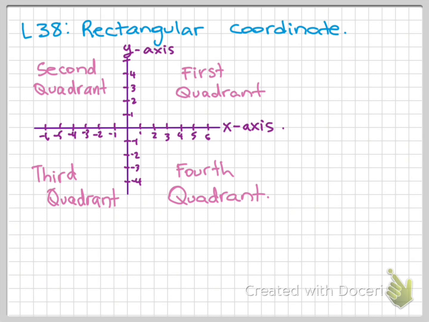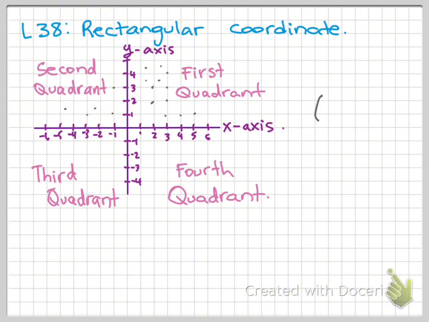These two axes create 4 different quadrants. The first quadrant is created by the positive x-axis and the positive y-axis. So all the points on this quadrant are going to have both x and y positive. The second quadrant is created by the positive y-axis and the negative x-axis. So a point on this side is going to have a negative x and a positive y. The third quadrant is created by negative x-axis and negative y-axis, and the fourth quadrant is created by a positive x and a negative y.